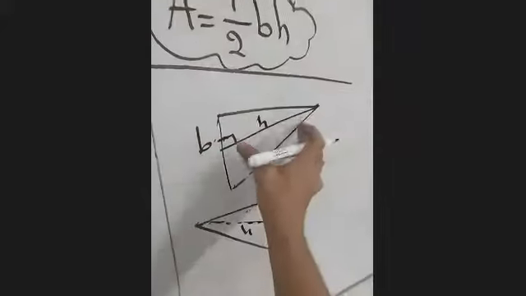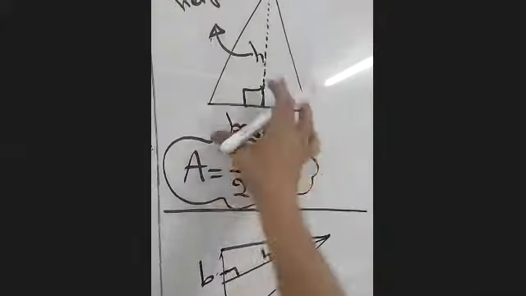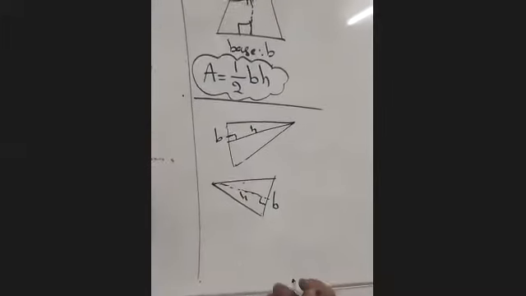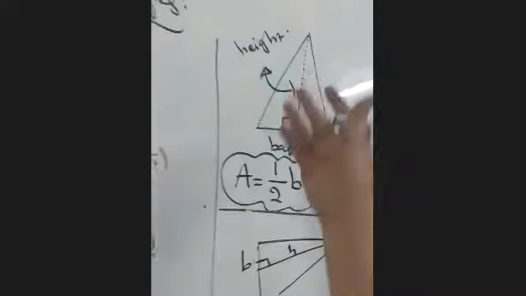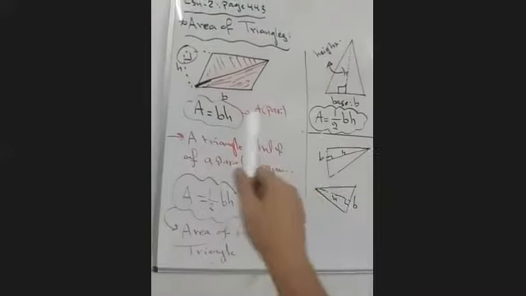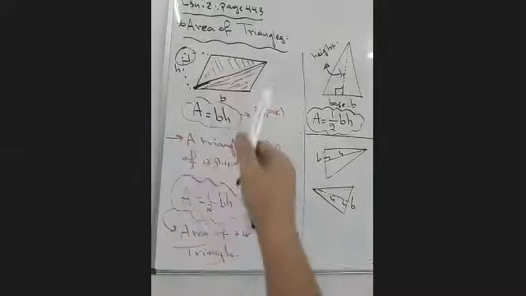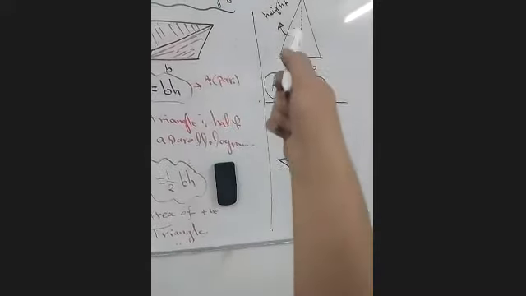So if you know the height, you can know the base, okay? It can be this one, this one, or this one, depending on the height. Now, if you know the base and the height, you can apply this formula to find the area of the triangle. Don't mix between them. A equals BH is for the parallelogram, and half of it is for the triangle.